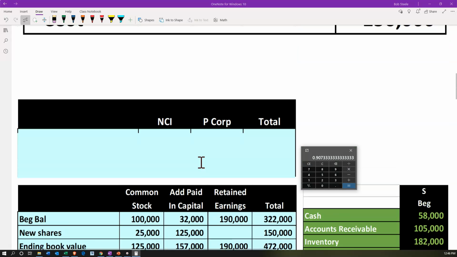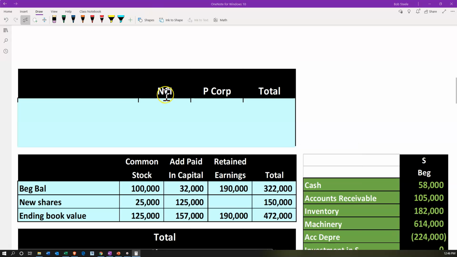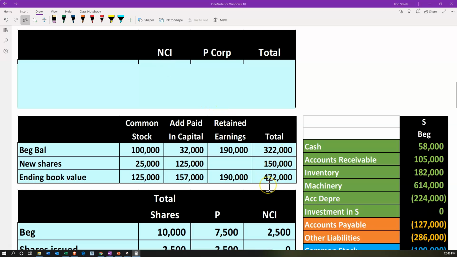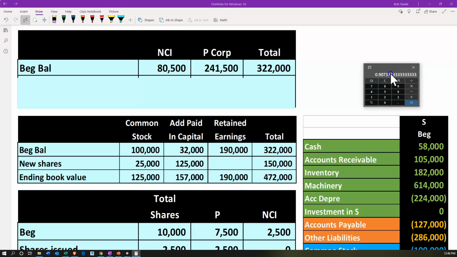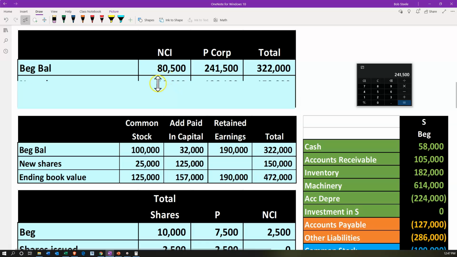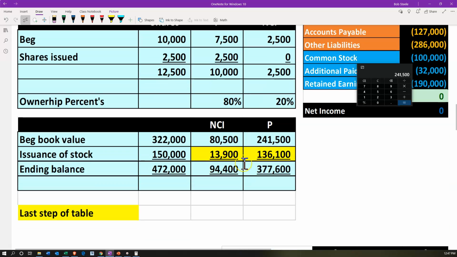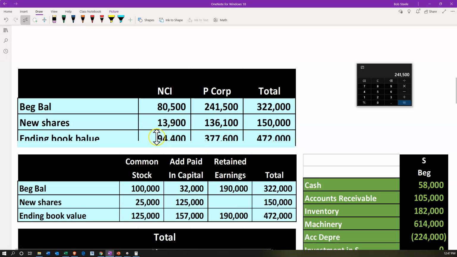Then I'm going to go back up top and recalculate here, allocating between the controlling and non-controlling interest this 472,000, the equity section of S after the issuance of the new shares and the 150 that S has received for them. We have the beginning balance of 322,000, the same breakout as before, representing common stock, additional paid-in capital and retained earnings, broken out 322,000 times the old percentages of 0.75: 241,500 and 80,500. Then the new shares that were issued, 150,000, are broken out according to these yellow items below for the non-controlling and controlling interest. That gives us our ending balances here.